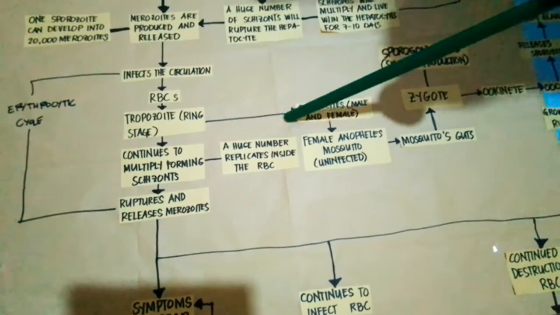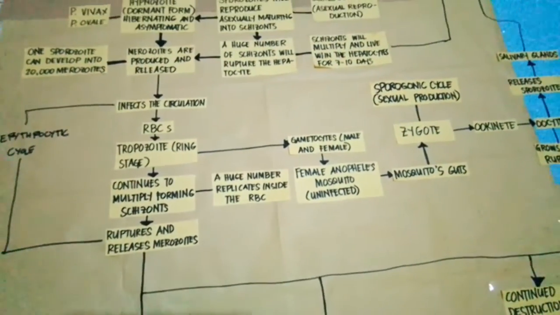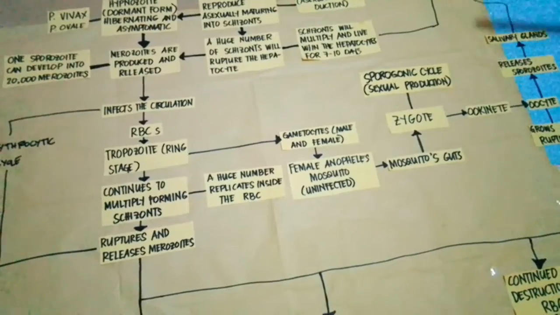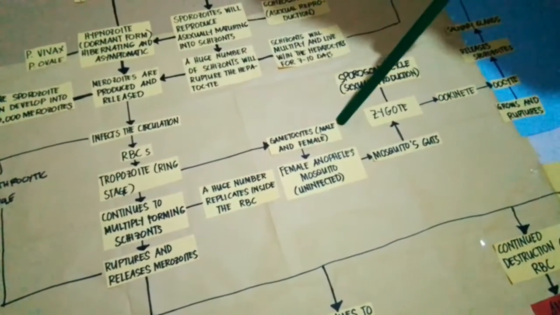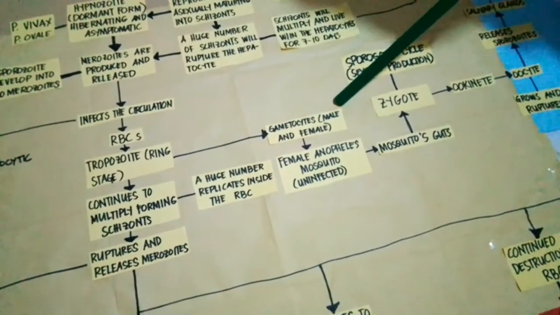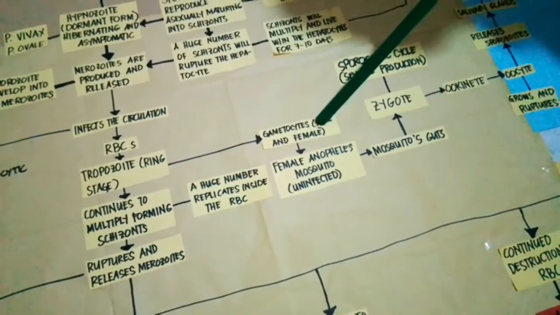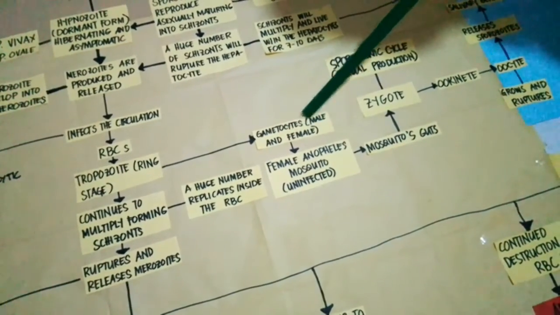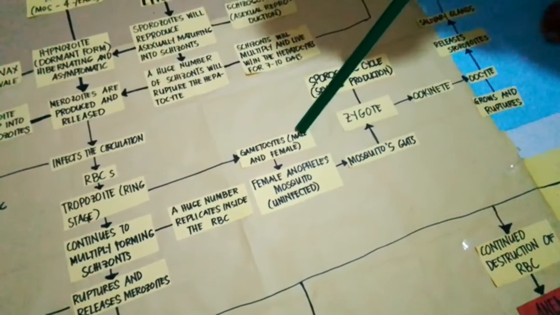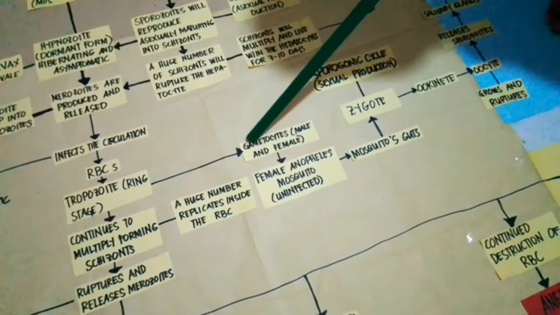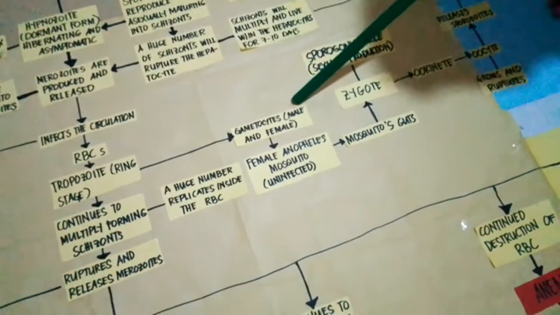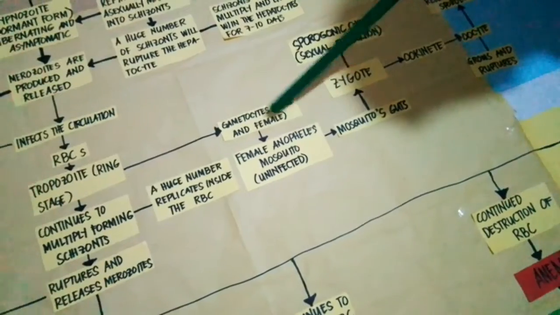Some trophozoites or the ring stage would become gametocytes. So it can become male and female gametocytes. This is for sexual reproduction. It is still inside the blood. Once they enter the blood, they are now male and female gametocytes.